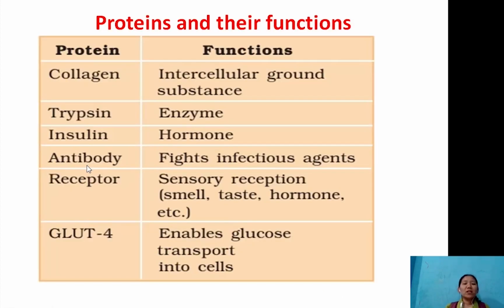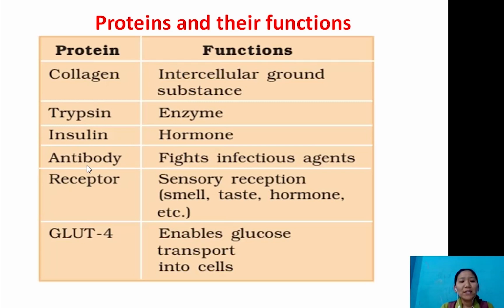Now let's look at different proteins and their functions. So first one is collagen. Collagen is a very important protein, and it's one of the most abundant proteins in animals. Its function is as an intercellular ground substance in the tissue. Next is trypsin. Trypsin is an enzyme which helps in digestion of protein.